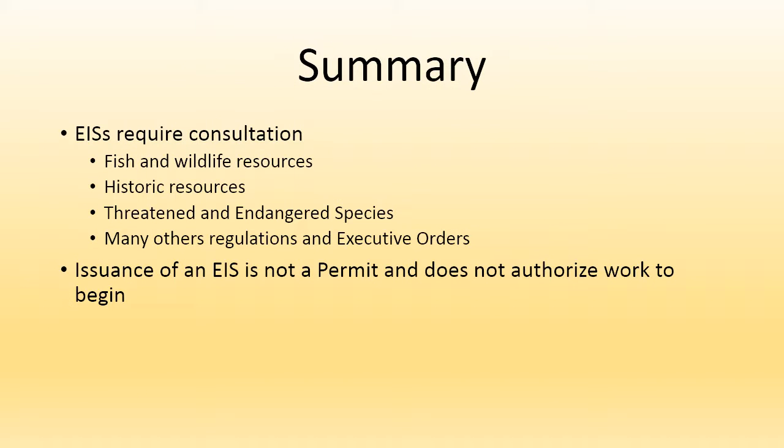In closing, this lesson brings to light the multitude of acts, regulations, and executive orders an agency must consider when preparing an EIS. Consultation with other federal agencies is often needed to address historic resources and fish and wildlife, with special emphasis on federally listed species. And even with the completion of an EIS, any permits required to conduct the project must also be obtained before work can begin.